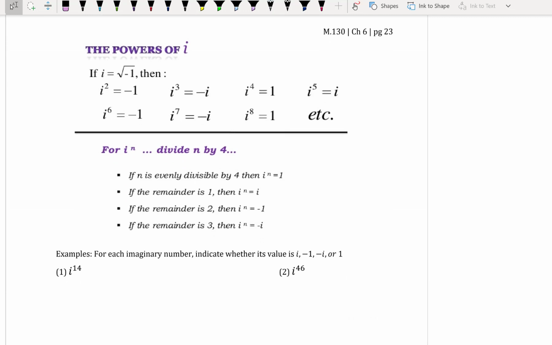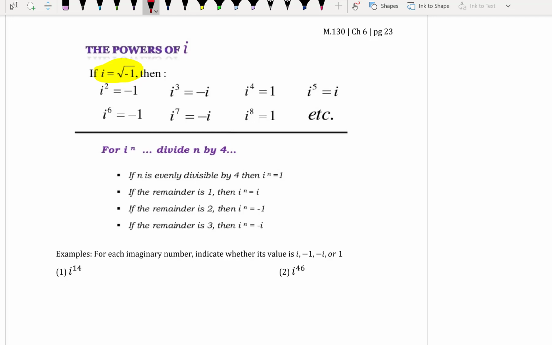Now, on page 23, we're going to look at the powers of i beyond i squared. So we already know i and i squared, but there's also i^3, i^4, i^5, i^6, i^7, i^8. You can go all the way up to i to the millionth power. It's always going to be represented by 4 distinct answers. So we already know our definition.